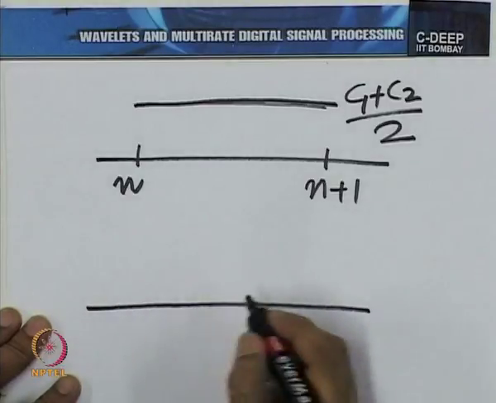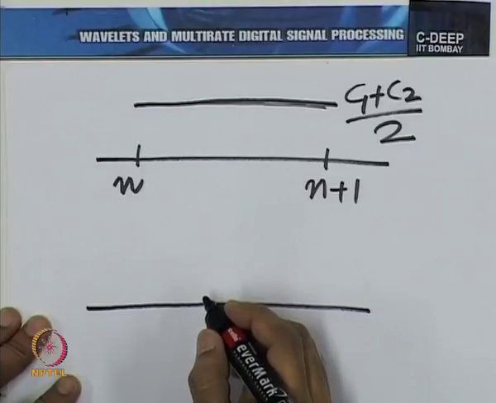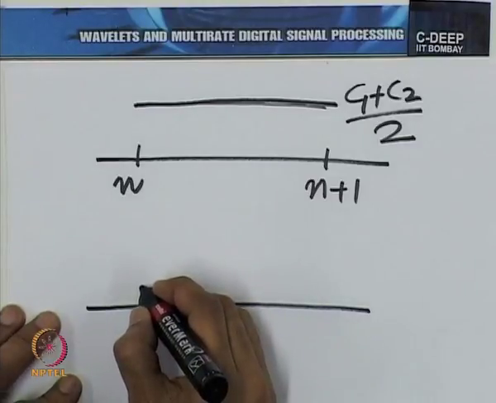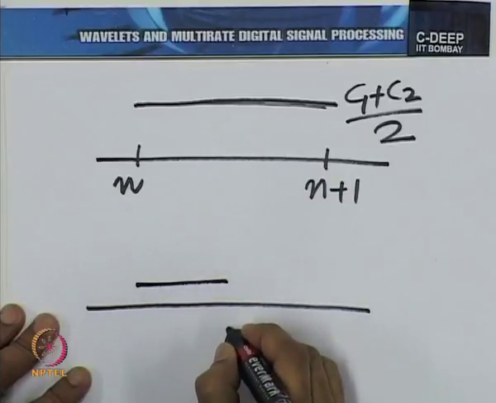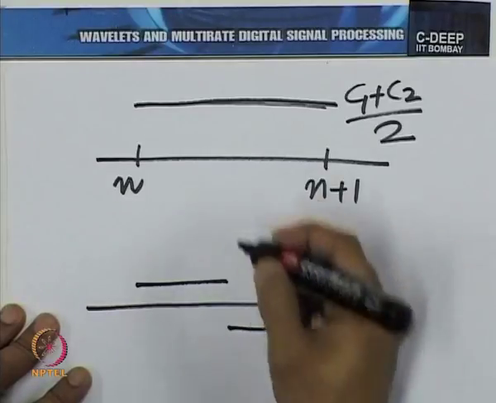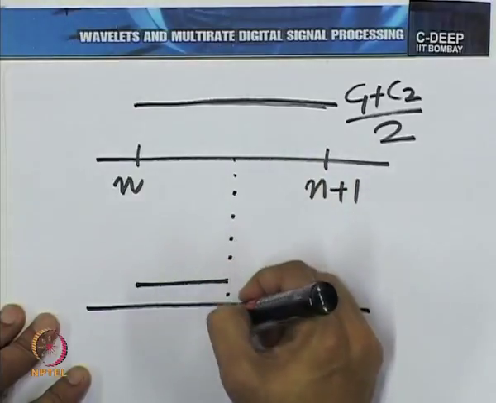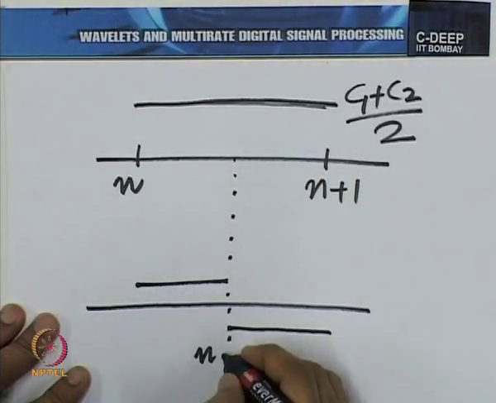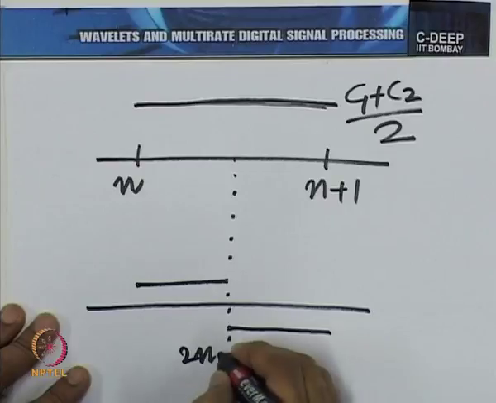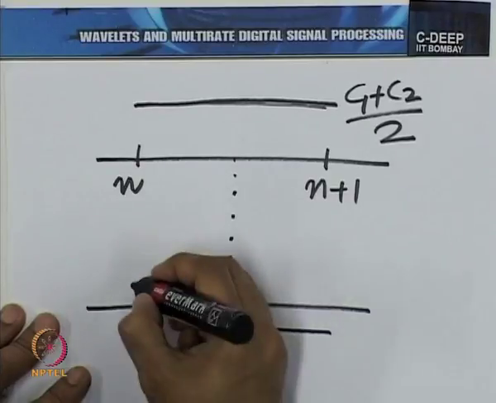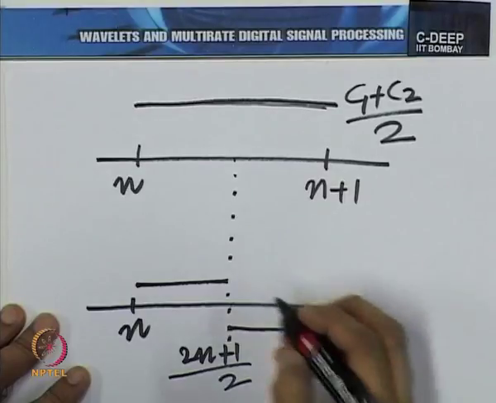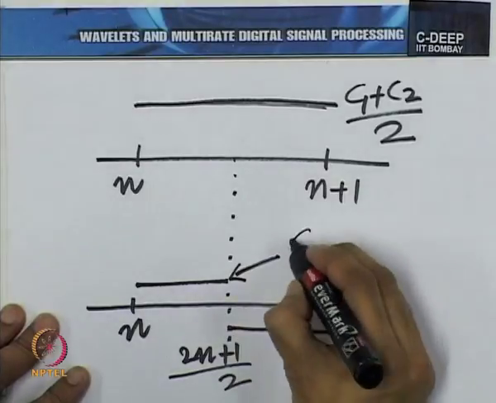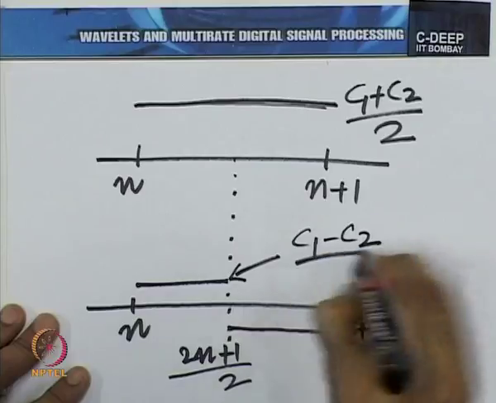plus the function (C1 minus C2)/2 over the first half interval and the negative of the same thing over the second half interval. So, if you take this point to be n plus 1/2, so to speak, the middle of the interval, then this height here is (C1 minus C2)/2.